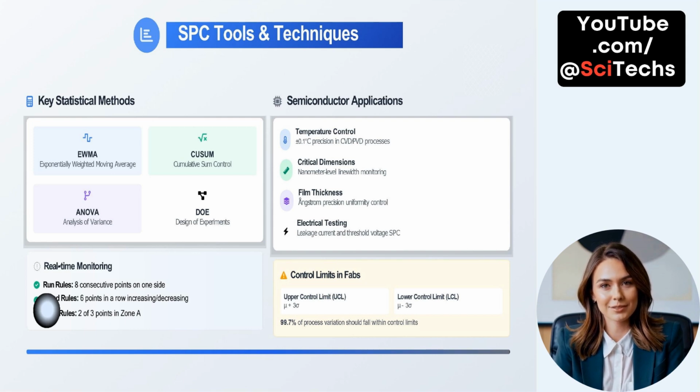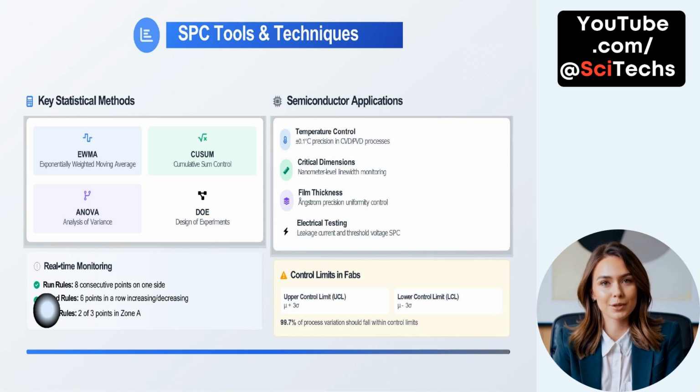Temperature control in CVD and PVD must be maintained within plus or minus 0.1 degrees Celsius. For critical dimensions, SPC tracks line widths down to the nanometer scale. Film thickness uniformity is controlled to the angstrom level. And electrical testing uses SPC to ensure leakage current and threshold voltages remain within limits.